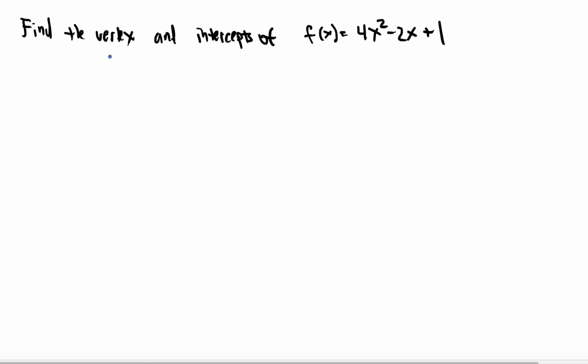All right, so we want to find the vertex and intercepts of this parabola. The equation is f of x is equal to 4x squared minus 2x plus 1. The first thing we want to do, as always, if you want to find the vertex, is just go right ahead and use negative b over 2a.